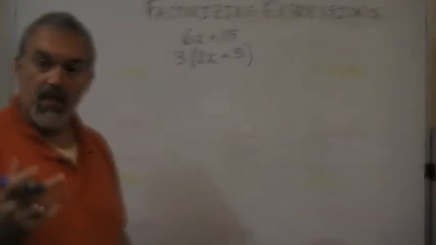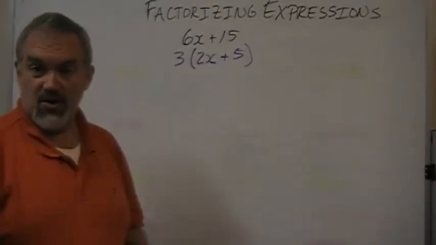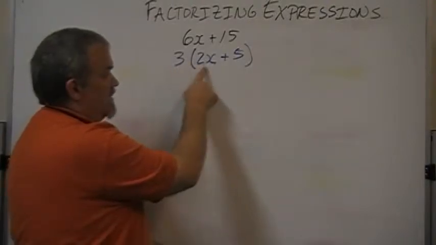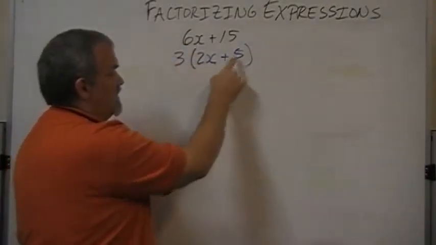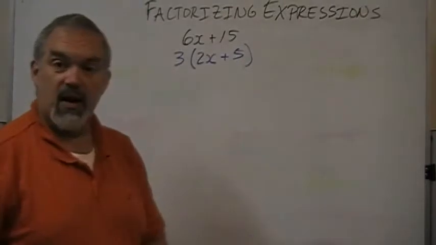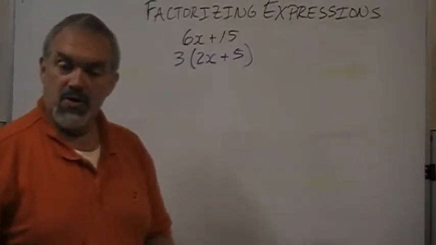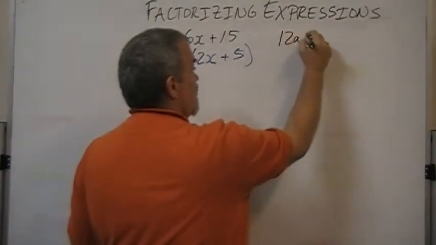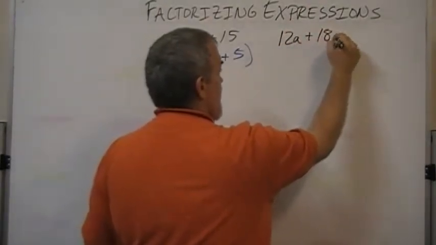And we're done. Now remember, we could expand this just to make sure that we did it right. 3 times 2x, that's 6x. 3 times 5 is 15. So we've probably done it right. Let's try another one. Let's try 12a plus 18ab.